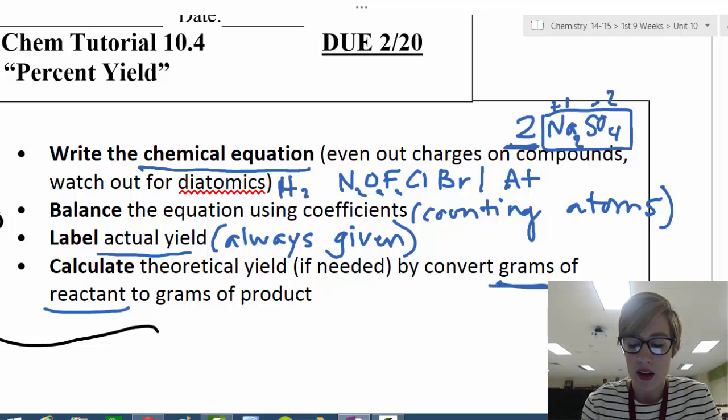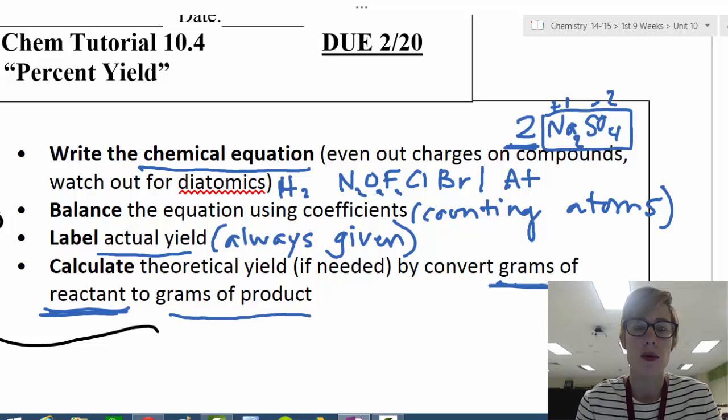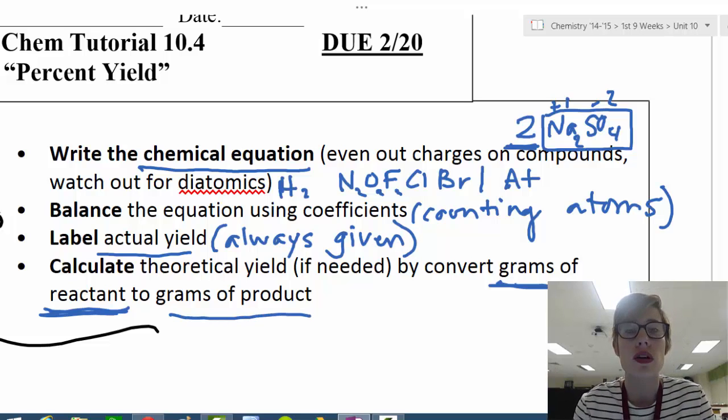Well, the reactant is going to allow you to calculate your theoretical yield, how much you should produce in the lab. So you're going to do a grams to grams problem, going from grams of the reactant they give you to grams of the product that you're trying to go to. That will be your theoretical yield, and you'll put that in your percent yield equation.